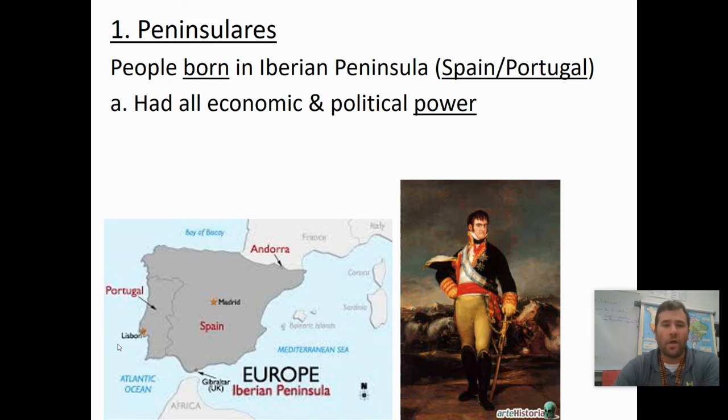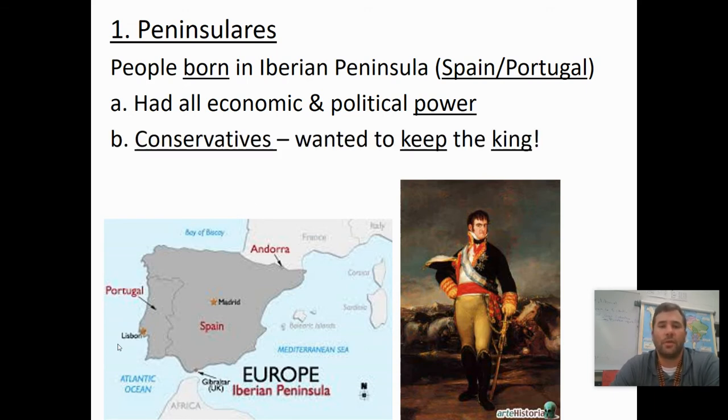They had all the economic and political power. They're at the top, right? That makes sense. They're at the top. So essentially, because they were born in the, quote, mother country, the home country of Spain or Portugal, they had all the power. And so they were often shipped across the ocean to the New World, to the Latin American countries to run things, run the show.